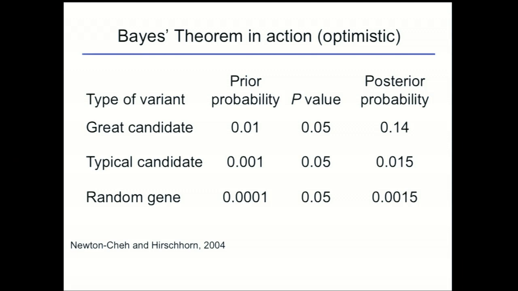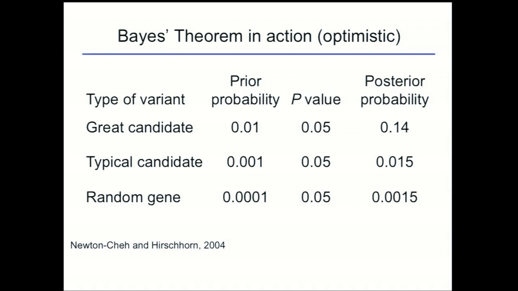Okay, so in action, this is work that Chris and I did a number of years ago, just taking a bunch of different models and saying, well, what if you had a random variant or a candidate, good variant in a candidate gene that made just incredible sense, and assign them different prior probabilities based on some genetic models. And this was the optimistic scenario. Even under the most optimistic scenario we came up with, a p-value of 0.05 in an association study, even if you just tested that one variant, was almost certainly incorrect. And if it was not a great variant, it was definitely incorrect.